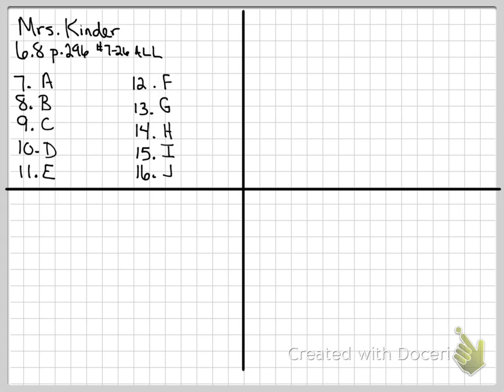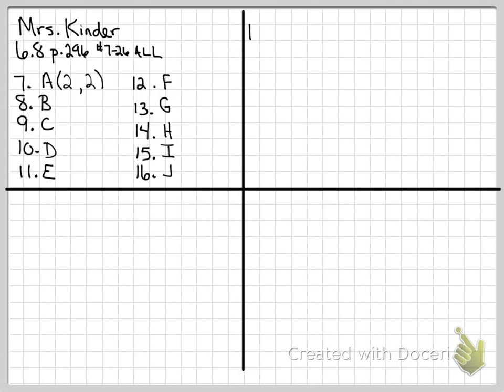Okay, so what's the point for point A? 2, 2. So next to A, in parentheses, you're going to write 2, 2. So you need room on your paper to squeeze that in. The ordered pair for point A is 2, 2. So that's how you're going to do 7 through 16. Any questions? You're going to write the ordered pair that matches the point.